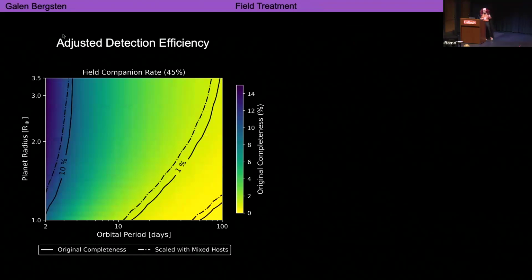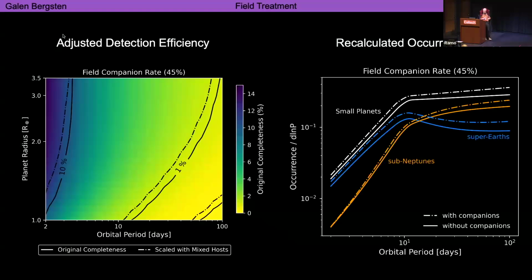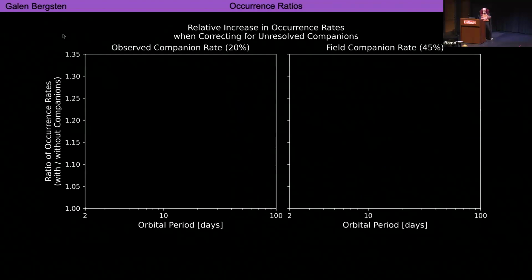So, of course, when you have more stars to correct for, the correction effect is a little bit larger. So we get a bigger boost to the completeness, and in turn, a bigger boost to the occurrence rates, where now things are a little bit larger. But it's still kind of hard to see exactly what has changed here. So let's stop thinking in absolute space and now look at things relative to the models without companions.